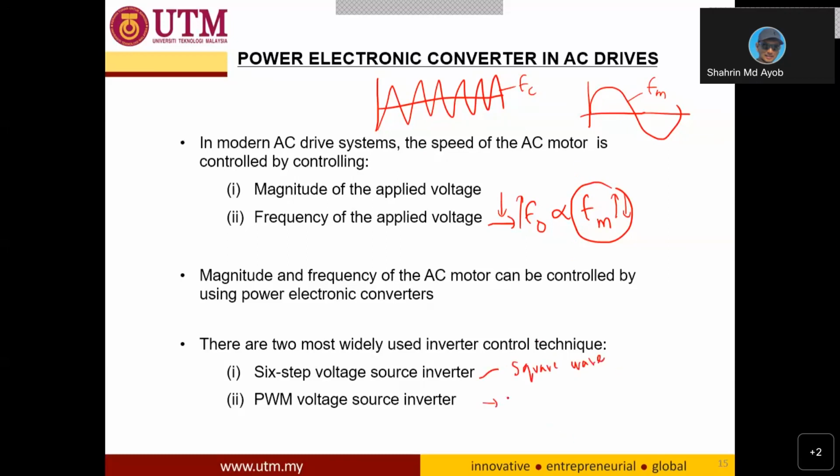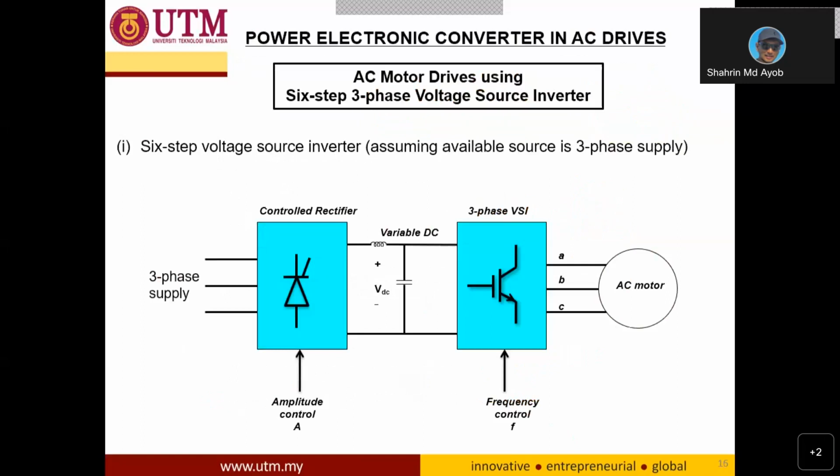Or using PWM. But this one is much better compared to the square wave. Okay, so this is the configuration of the system. By using a 6-step voltage source inverter, this one is a square wave.